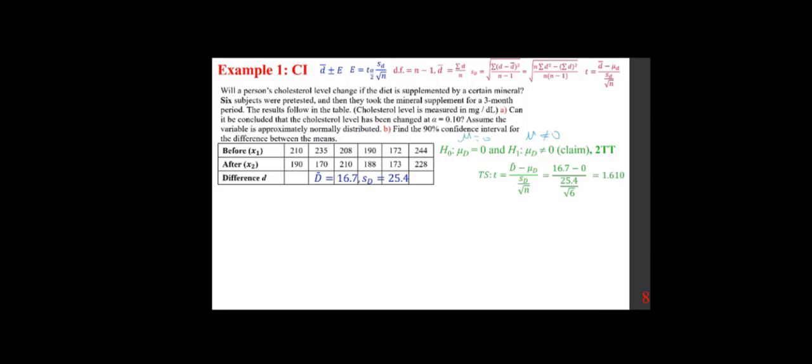And as always, this comes from H sub 0, and it's always 0. Now, we need the critical value. It comes from the choice of alpha. Remember, you're dealing with a two-tailed test.